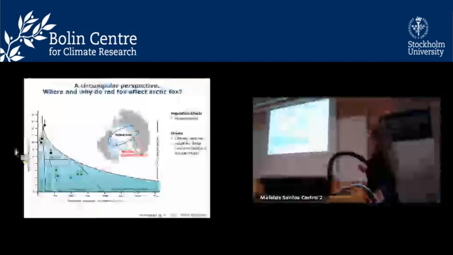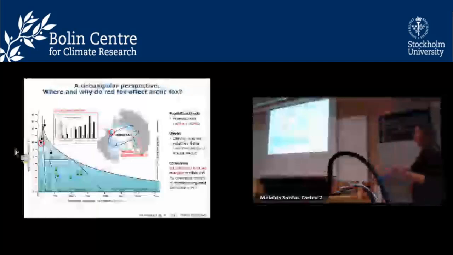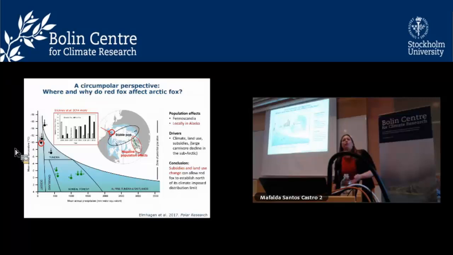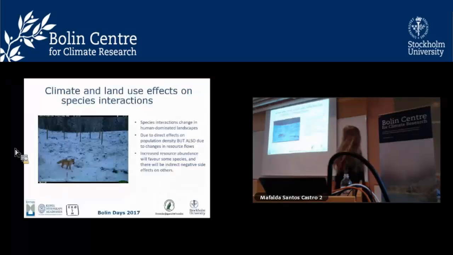In the far north, we usually see stable populations of red foxes, but with one exception where we have studied them, up here in Alaska, where red foxes have established over time, with an increasing number of red foxes reproducing and at the same time a decrease in the number of Arctic foxes reproducing. This is north of the climate-imposed distribution limit of the red fox, but it's an area where human development and industries provide resources through garbage, etc., which then allows the red fox to establish north of its distribution line.